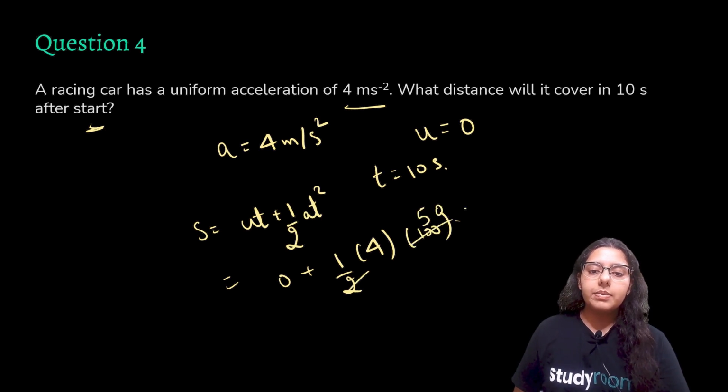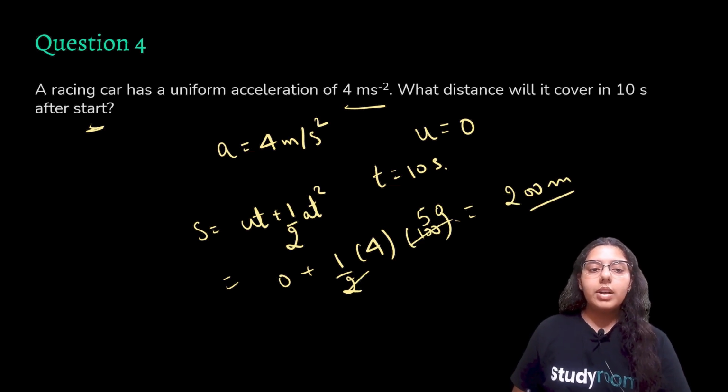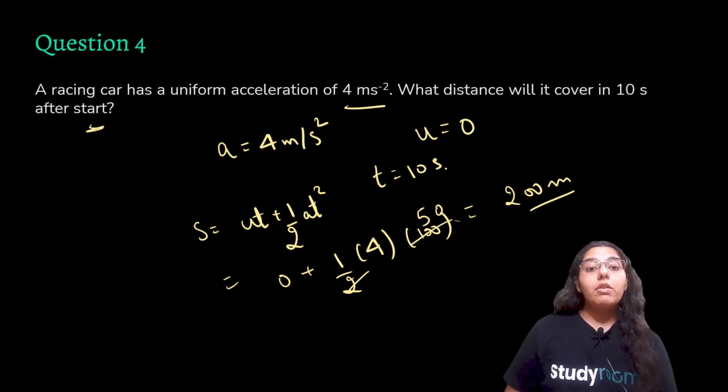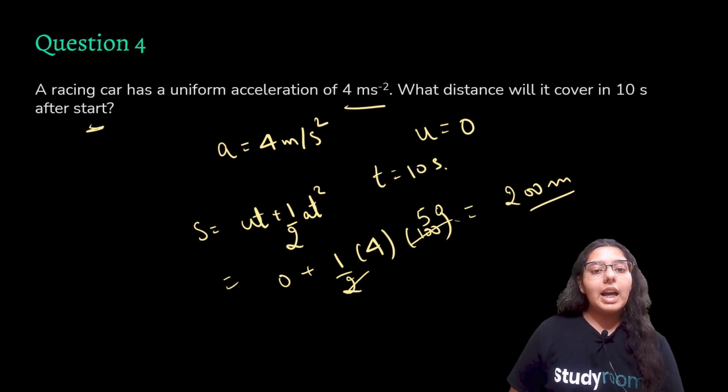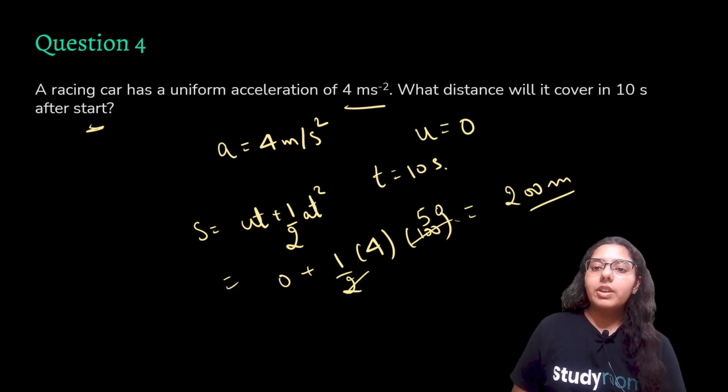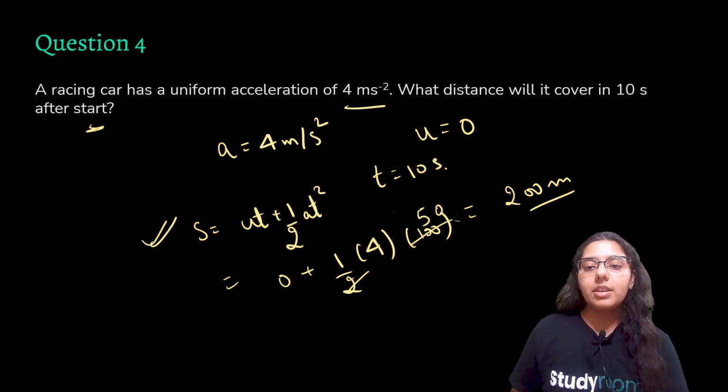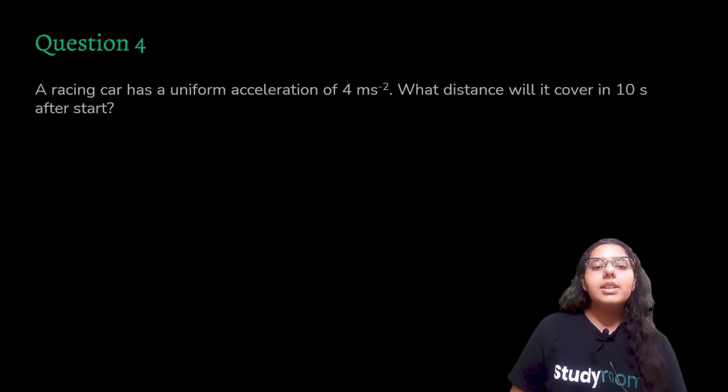So this is your 200 meters. Isn't that simple? If you want to use the third equation of motion, for that, what do you need? You need v. So first you have to calculate v through the first equation and then you will apply the third equation. So it's better that you directly use the second equation. You have to do this smart work, okay, which equation to use.